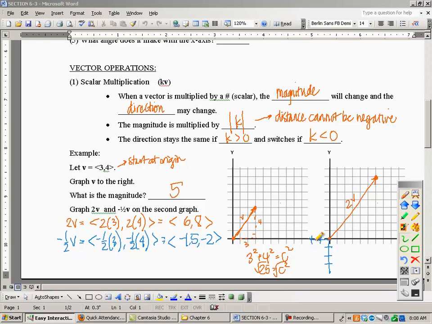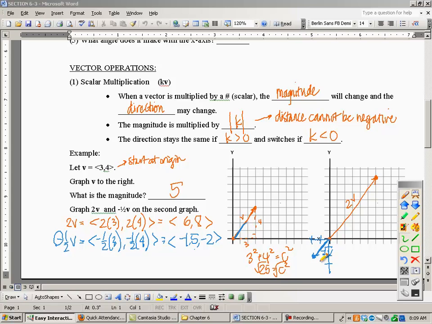-1.5 down to, here is my -1/2 v. Now as I look, the negative has to do with changing its direction, and the 1/2, you'll notice this is 1/2 the distance of my normal v. So the negative changes its direction to the opposite side, and the 1/2 shrinks its length to 1/2 of the original v. Okay, and this is working in component form. This is graphically showing us the representation.